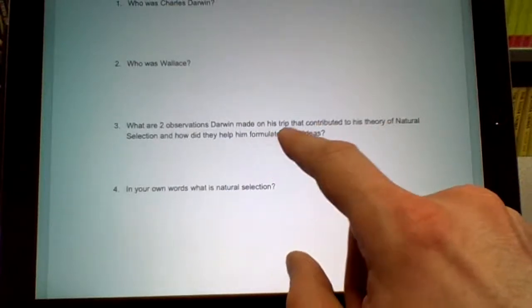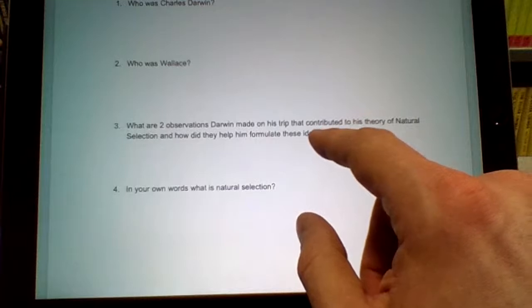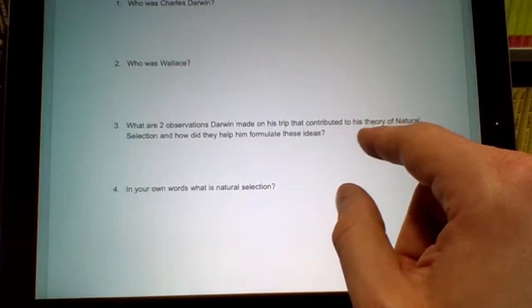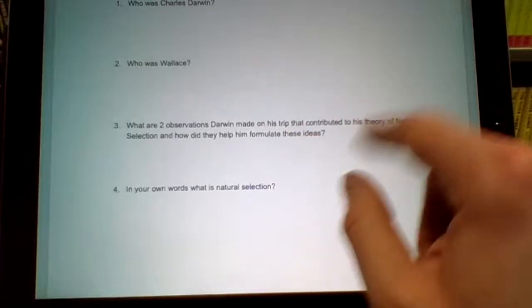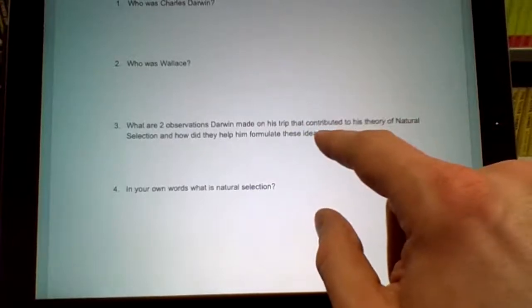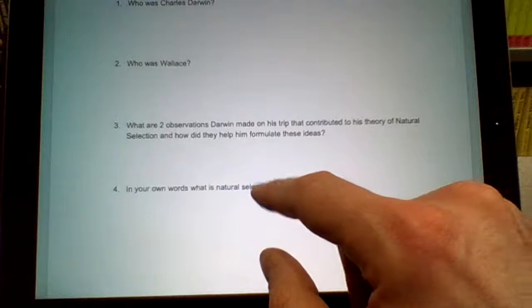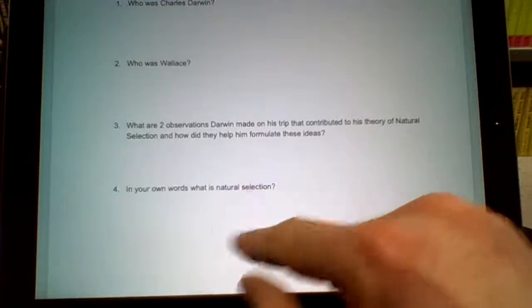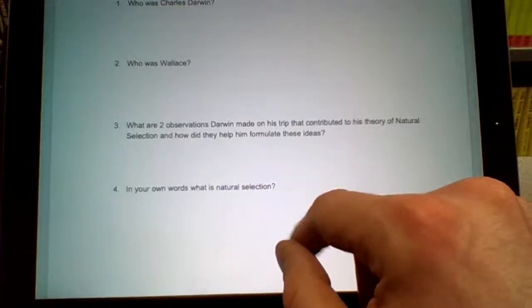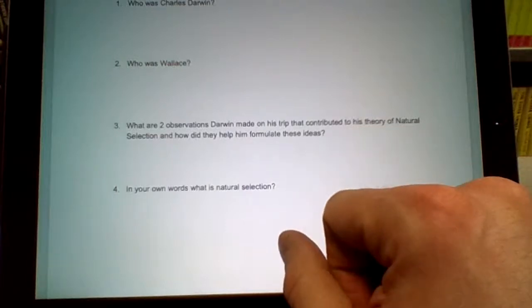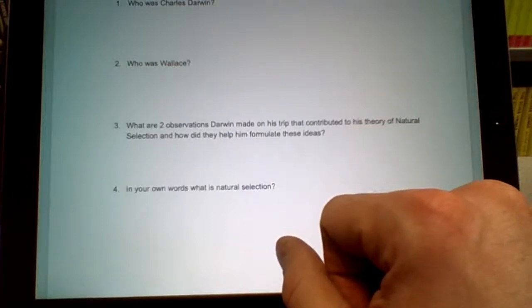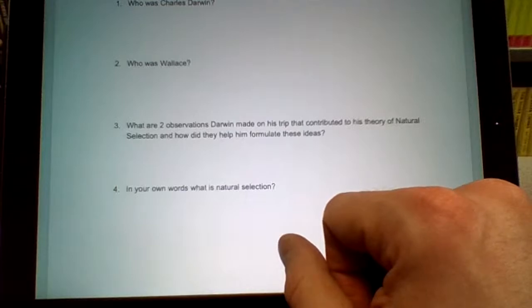And then what are two observations Darwin made on his trip that contributed to his theory of natural selection? And how do they help formulate these ideas? This is going to be the major part. I really want number three to be the major question. And then in your own words, what is natural selection? And I'm going to put up a couple of other videos, maybe attached to the same worksheet, that will let you explore that topic as well.